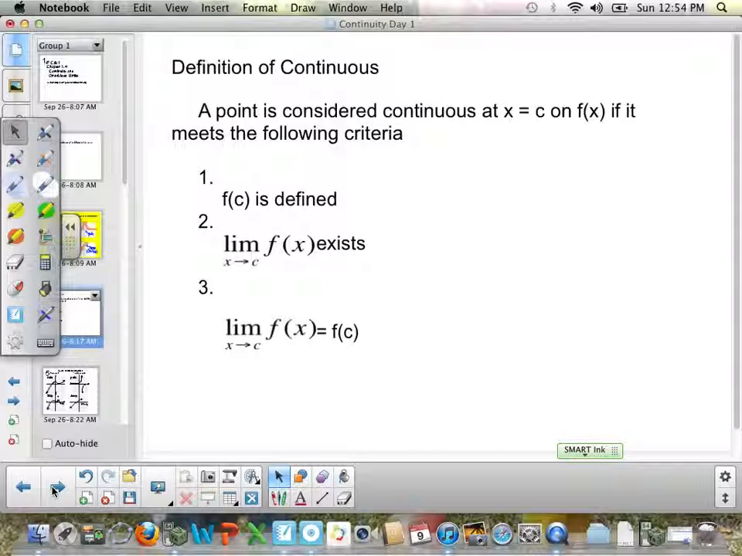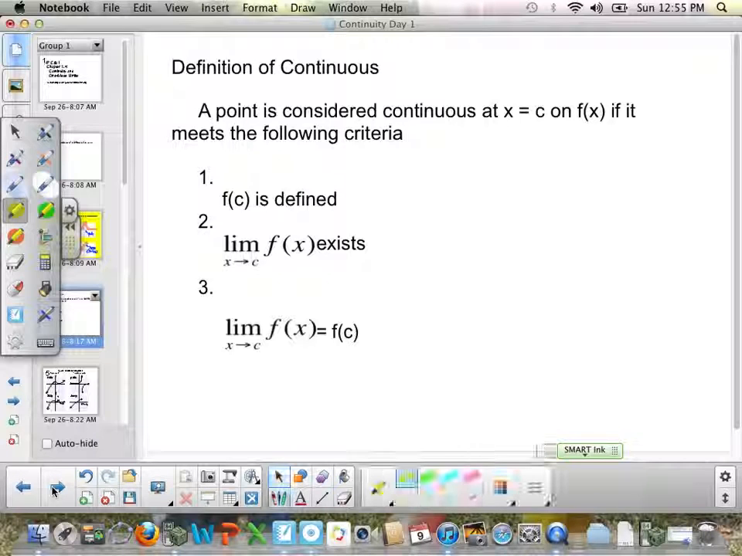So that brings us to the definition of continuous. A point is considered continuous at x equals c on f of x if it meets the following criteria. So here's the 3-point criteria system for continuity. First off, the function must be defined. You can plug the number in and get a value. Second off, the limit must exist. And third off, the limit and the function must agree.